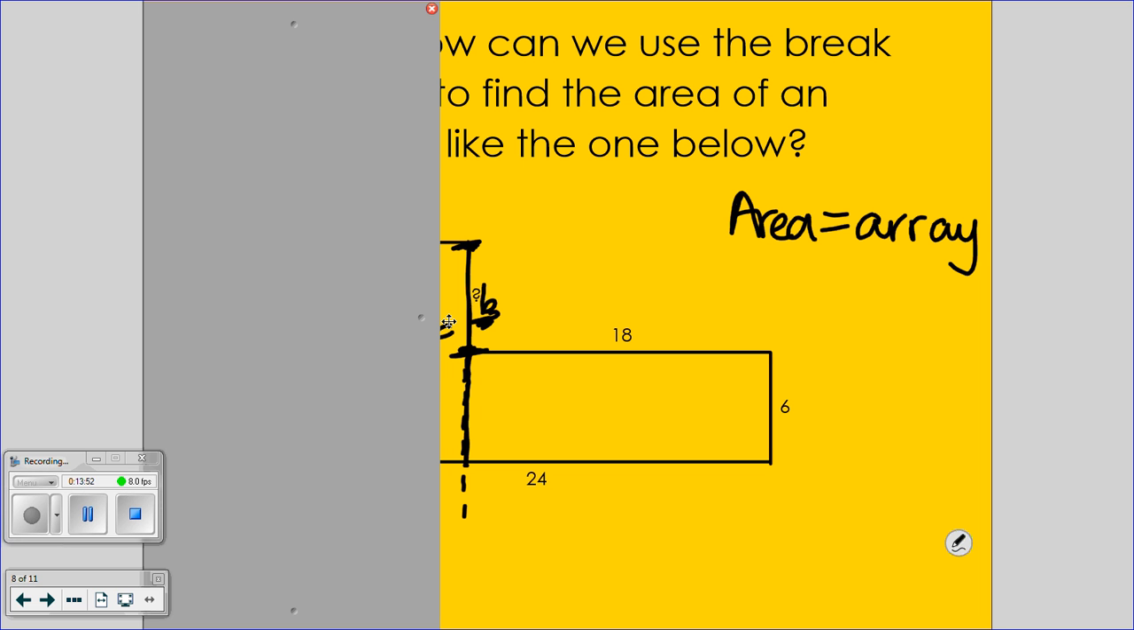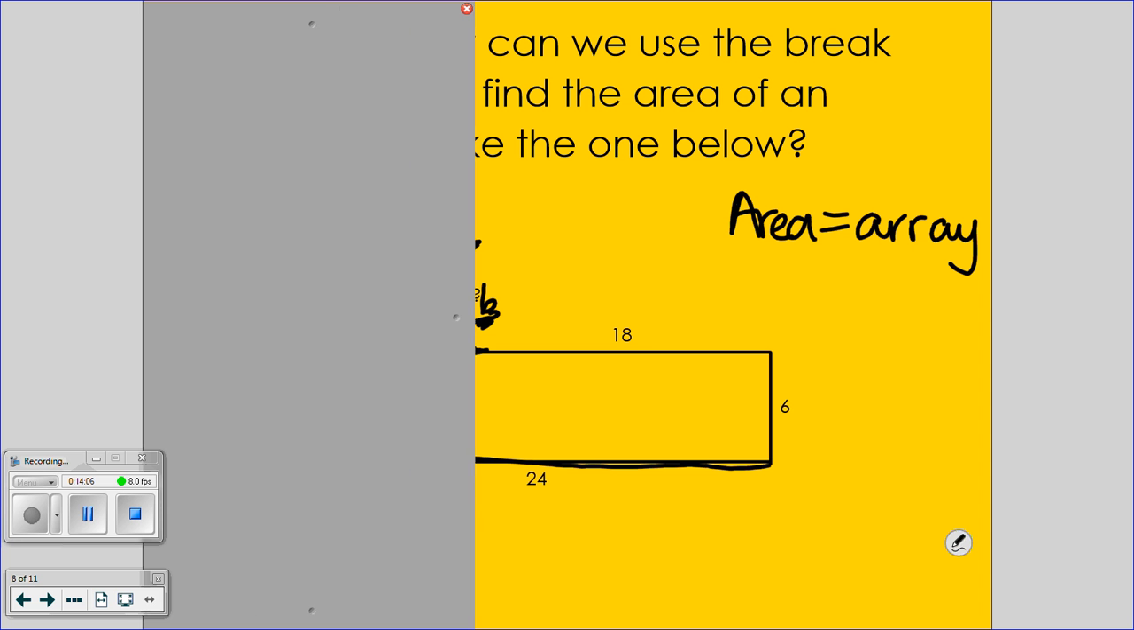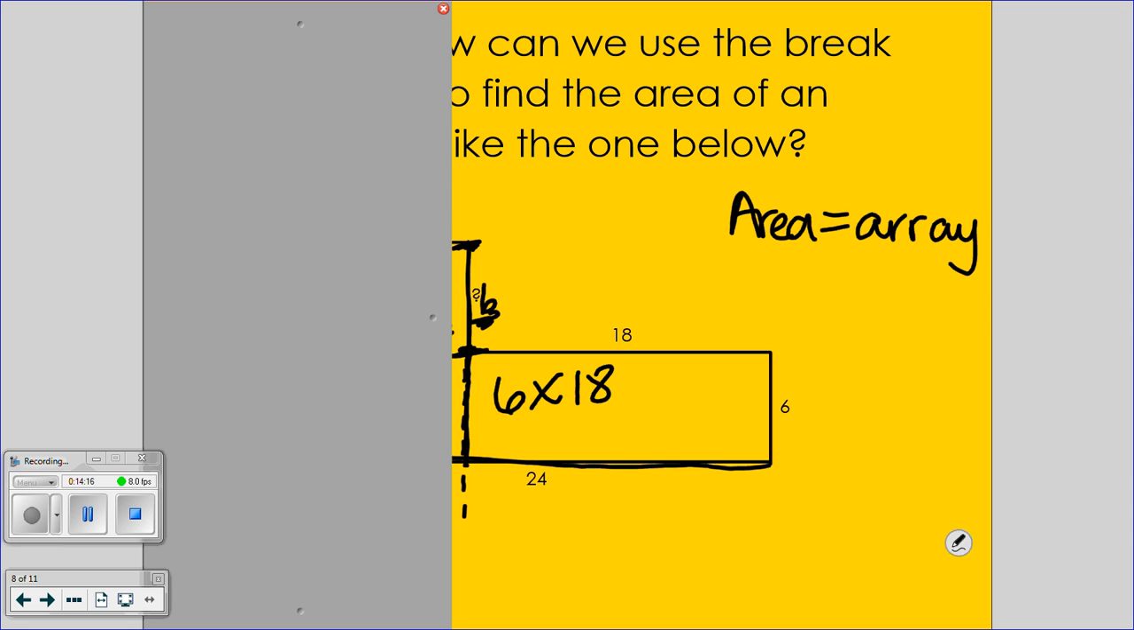Georgiana, listen to this. The reason why is that 24 goes from here all the way across. Does my rectangle go all the way across? No. So I can't use that 24. It's too long for the rectangle I'm trying to solve. So I'm going to use 6 times 18.